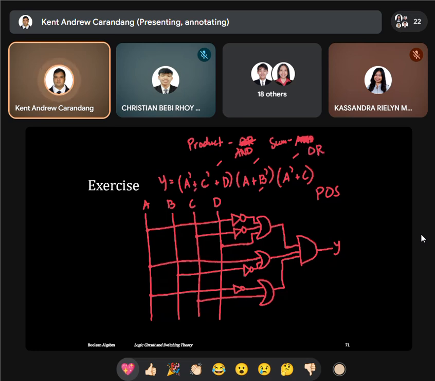So, remember this. Lahat ng naka-plus, nasa loob, siya ay naka-OR. Tapos, yung product, lahat yan ay naka-product. So, ikinombine lang natin siya into one AND gate. Okay? So, kabaliktaran naman ang mangyayari pagka product of sum. Naintindihan ko?